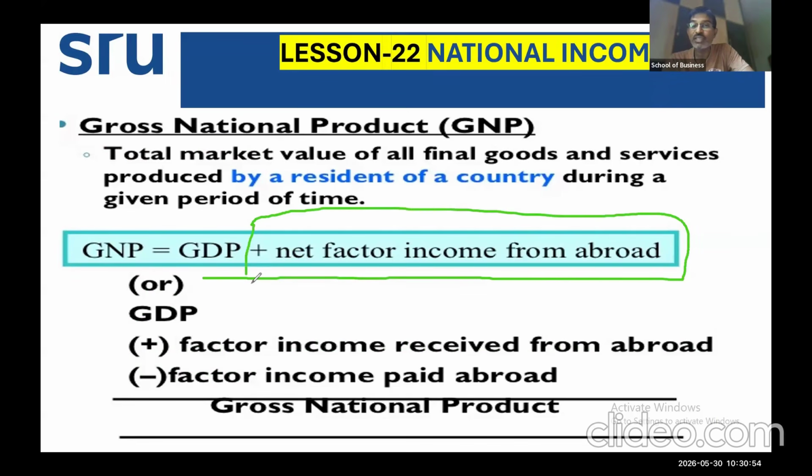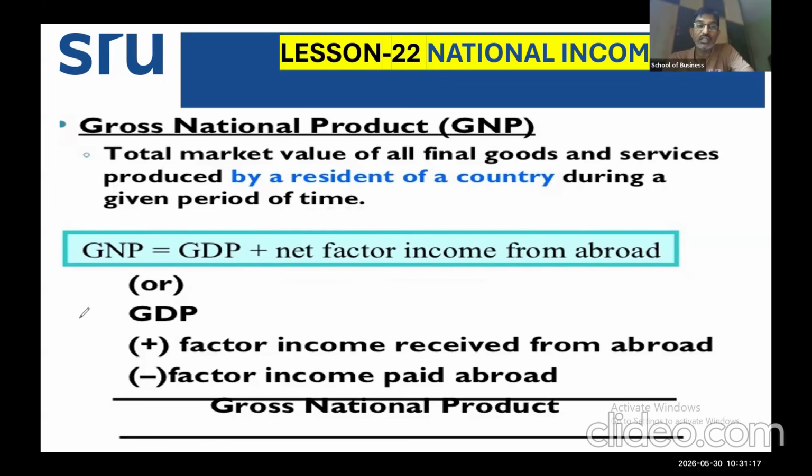the net factor income from abroad. Those are Indians who have settled in the US or maybe other countries, and they are sending some amount to India, and that amount is also considered here. If you add that amount to GDP, then we call it GNP. So GNP means GDP plus net factor income from abroad.